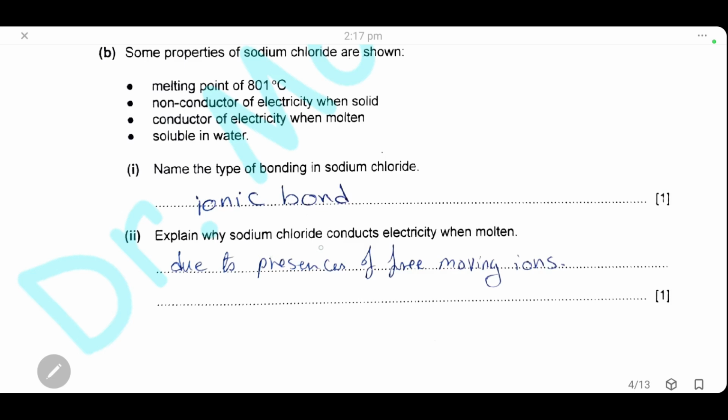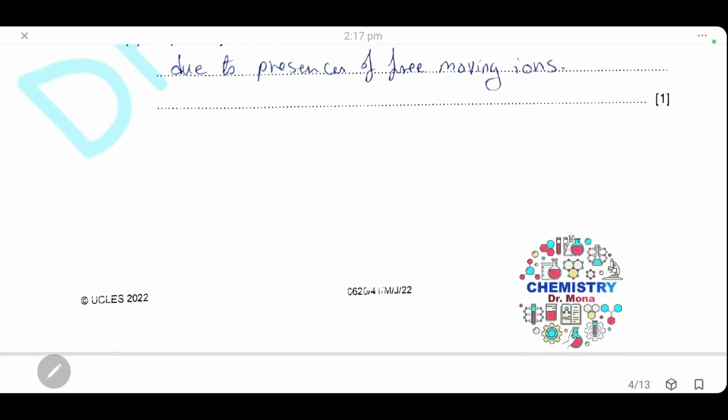Explain why sodium chloride conducts electricity only when it is molten. When it is in a molten state, the ions are free to move, so due to the presence of free moving ions. But of course, when it is solid, the ions are fixed in their position in the lattice and they cannot move.